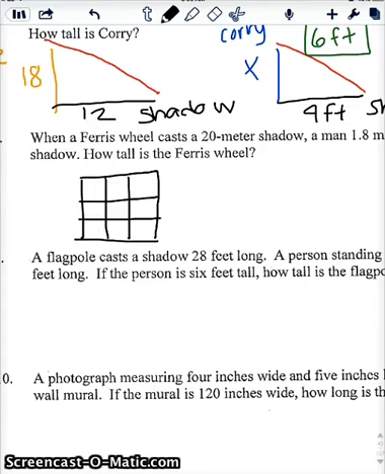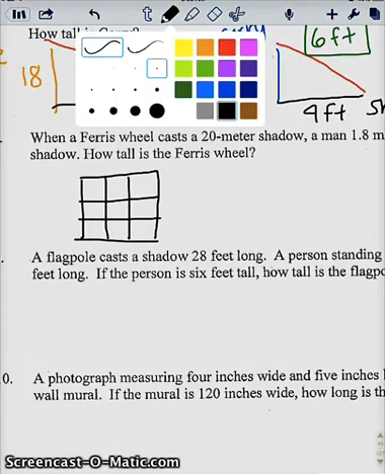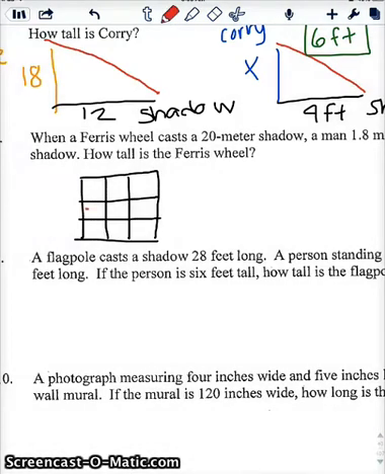So there's my tic-tac-toe board in a box. I'm going to set it up to show you where my proportion is going to go. So there's a fraction bar, there's an equal sign, and there's a fraction bar. I'm going to have one ratio there, and then I'm going to have one ratio there.